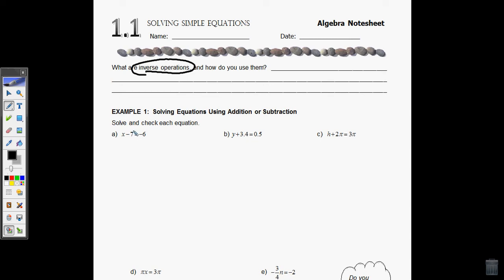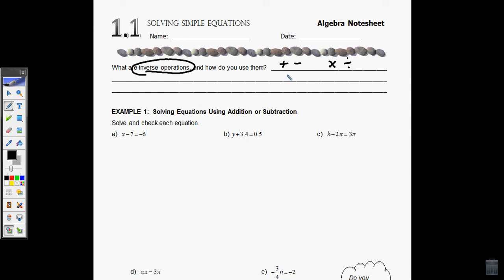Inverse operations, just as a refresher, are kind of like saying opposite operations. The opposite of addition is subtraction. The opposite of multiplication is division. So inverse operations are the things that undo their pairing.